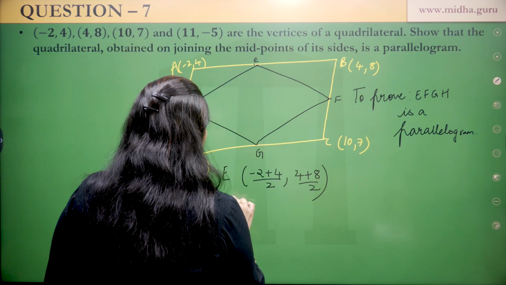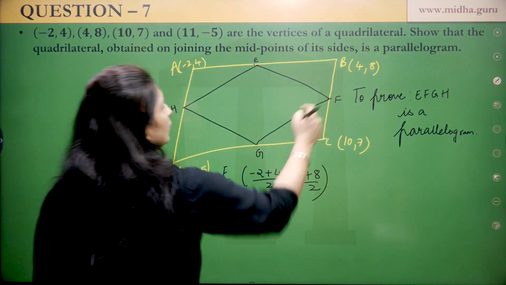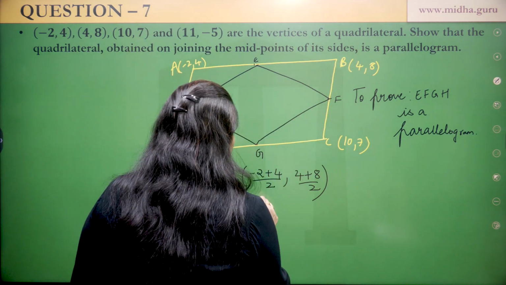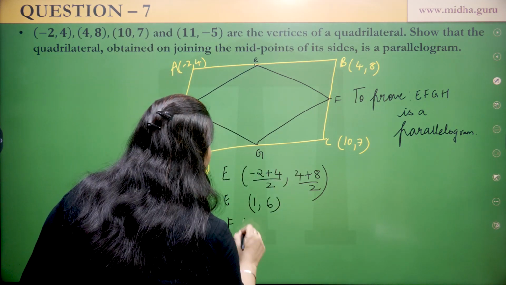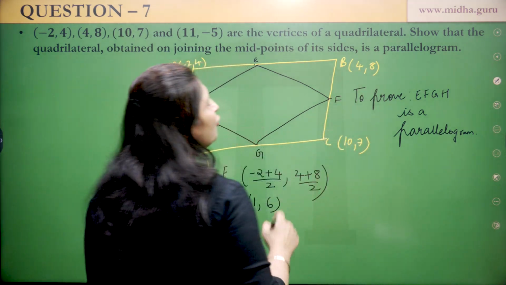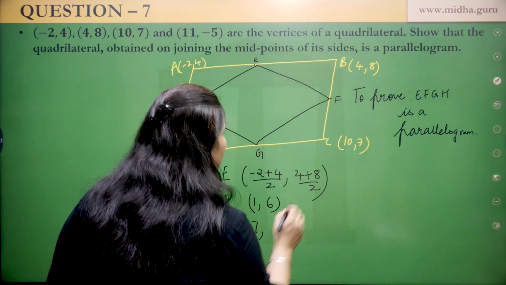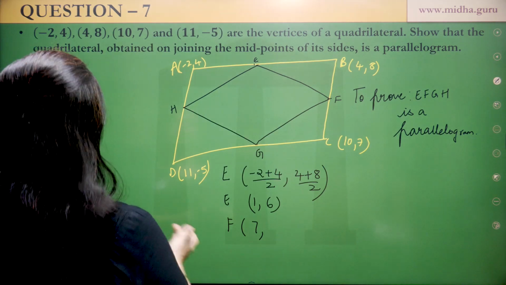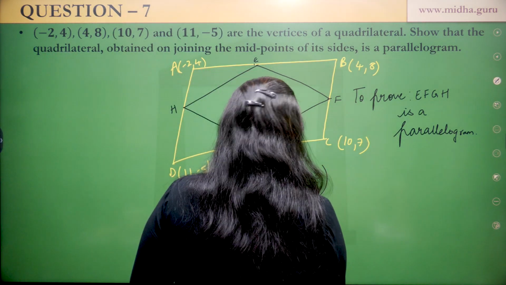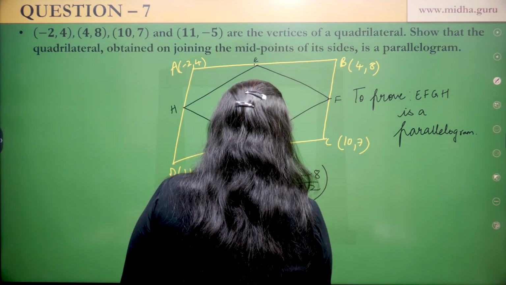So using this formula, find out the coordinates of all the vertices. It will be 2 by 2, which is 1, 12 by 2, which is 6. So E is (1, 6). Similarly, find for F. F will be 4 plus 10, 14 by 2, which is 7, and 8 plus 7, 15 by 2. Okay, we are getting a fraction. It is 15 by 2, right?